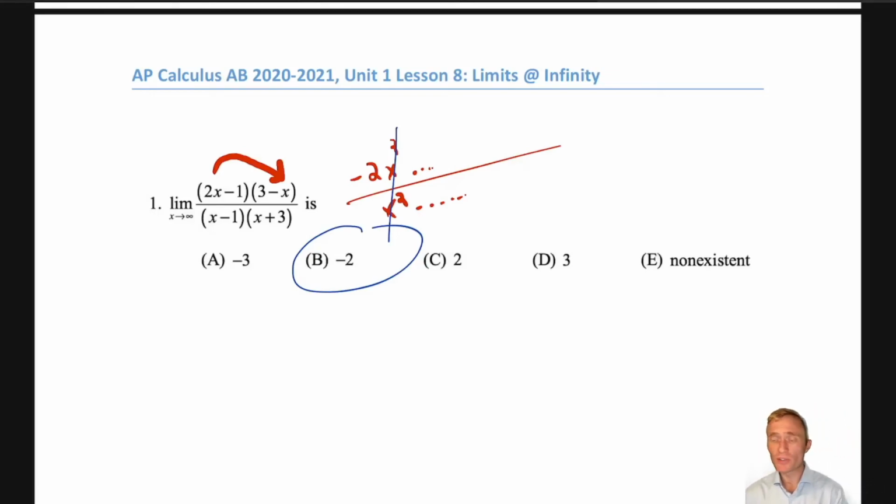Now, if it makes you more comfortable, multiply the whole thing out. This is definitely a way you could make a mistake, but once you've done enough of these, you see on the top, we're going to have -2x squared and some other stuff that doesn't matter. On the bottom, we're going to have x squared and some other stuff that doesn't matter. And I actually like that you think of it that way because it shows an understanding that as x approaches infinity, the highest exponent term is going to dominate.